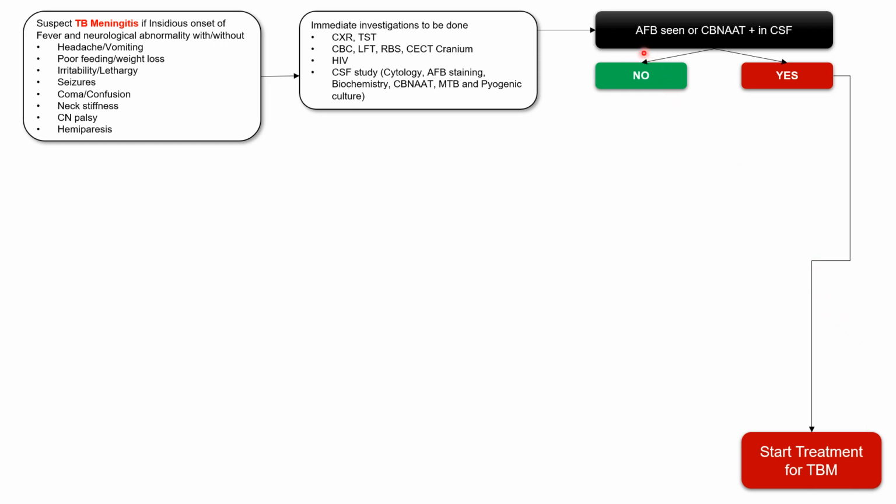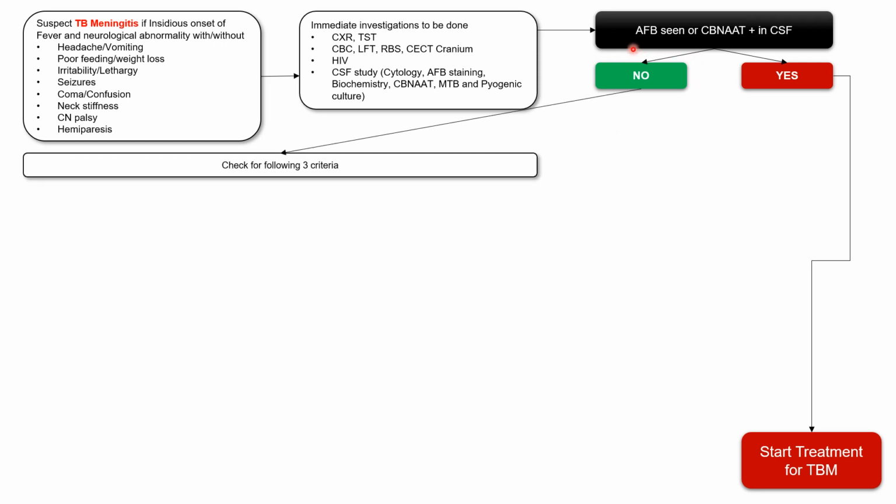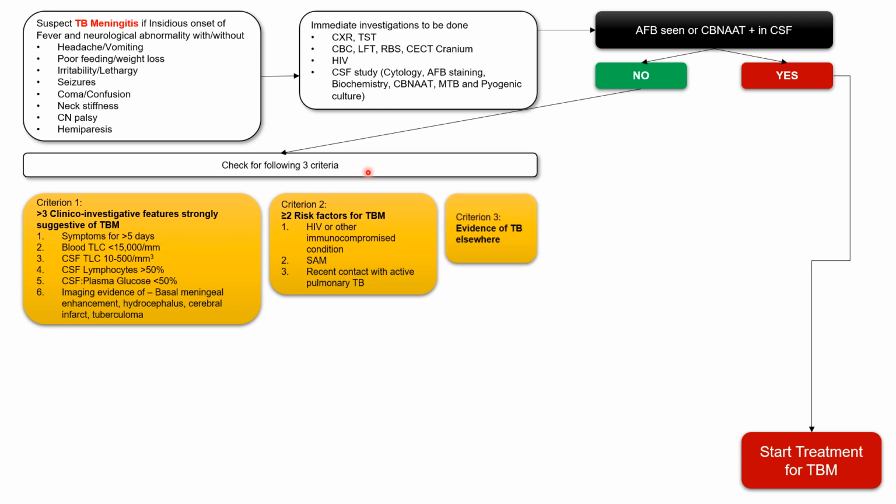But suppose these investigations come back negative, then what will we do? We have to check for the following 3 criteria. This is the most important step. What are the 3 criteria? First is the clinico-investigative criteria. Second is the risk factor criteria. Third is evidence of TB elsewhere.